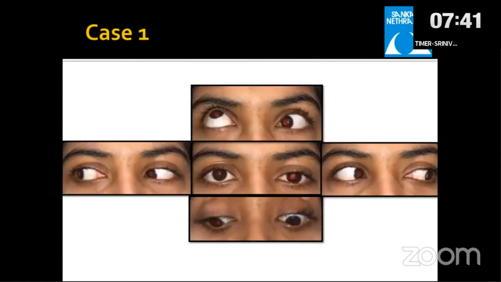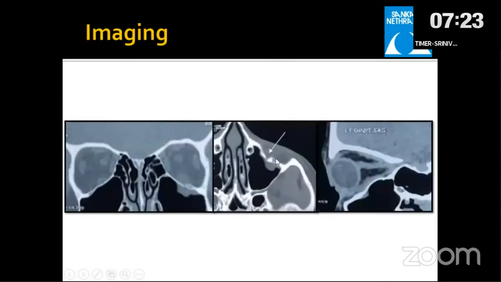So we're just taking some cases. This is a patient who presented with diplopia after orbital fracture. As you can see in the picture, the patient is not able to elevate his left eyeball, and this is the CT scan picture. Here in the left orbit is a trapdoor fracture. This is a classical teardrop sign, as we call it.